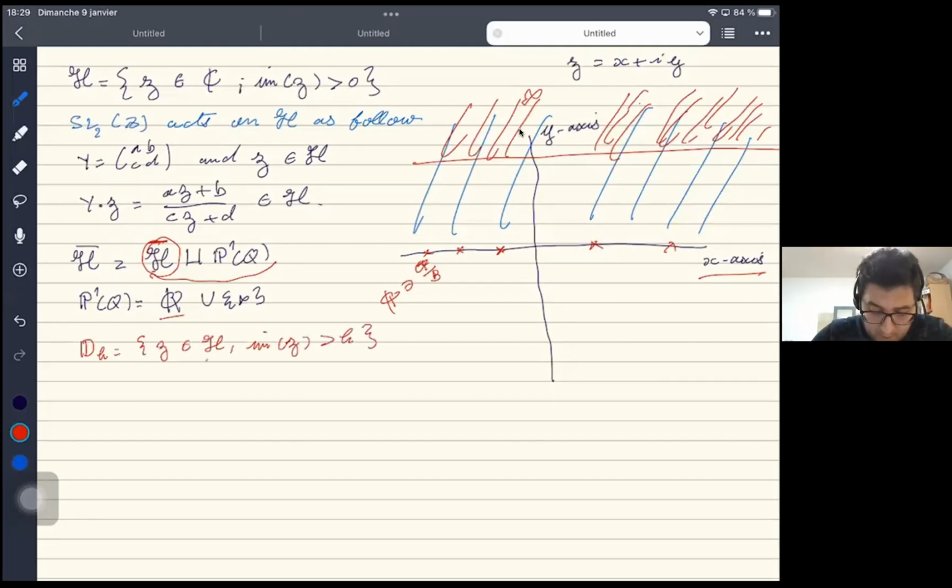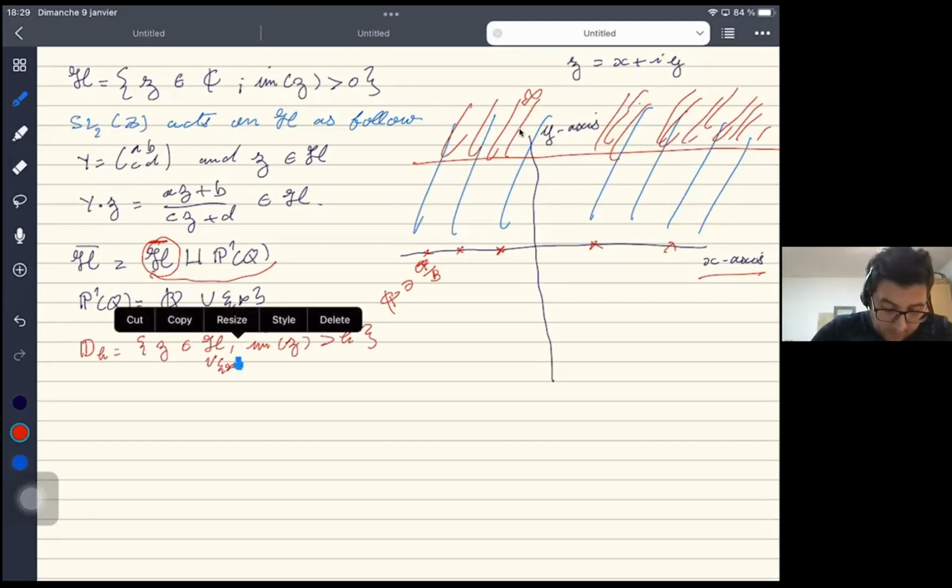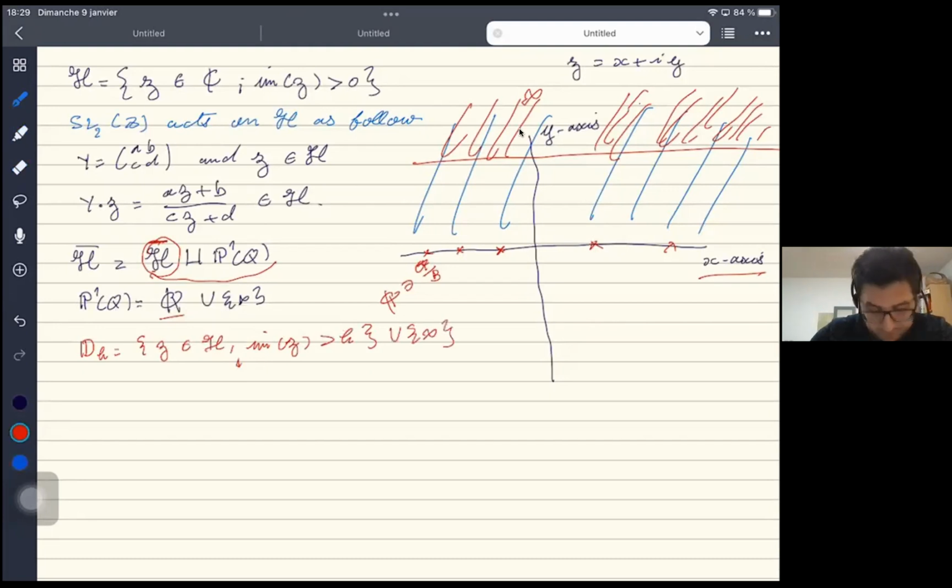Sorry, H union infinity. No, sorry, I didn't define it. I wrote something wrong here. So it's this one, union infinity. You take all the elements Z such that the imaginary part of Z, I mean Y, is bigger than H, and you add infinity. And this will be an open of H bar.